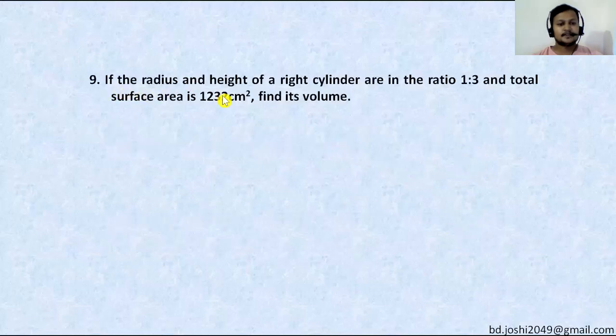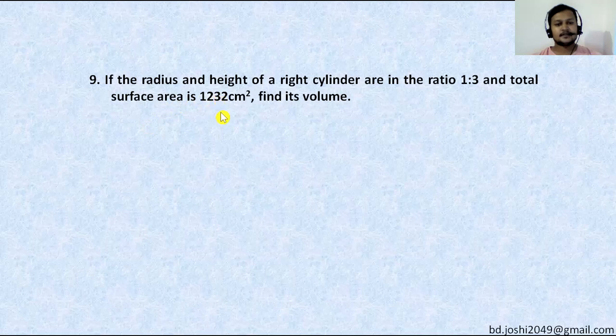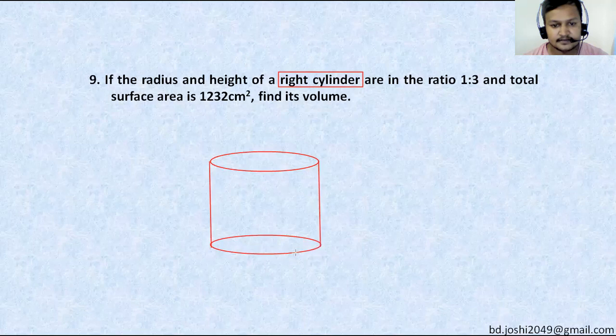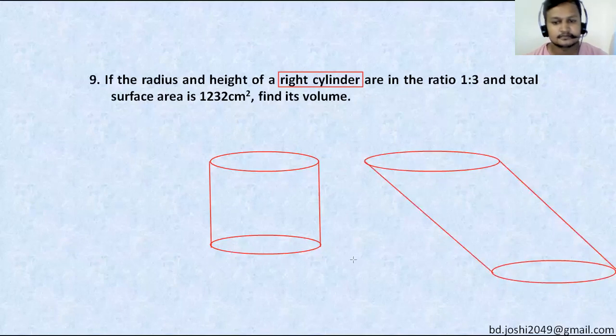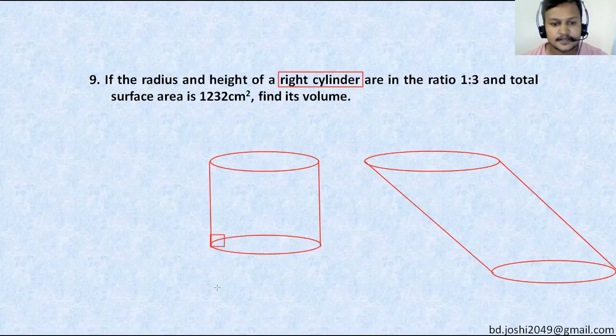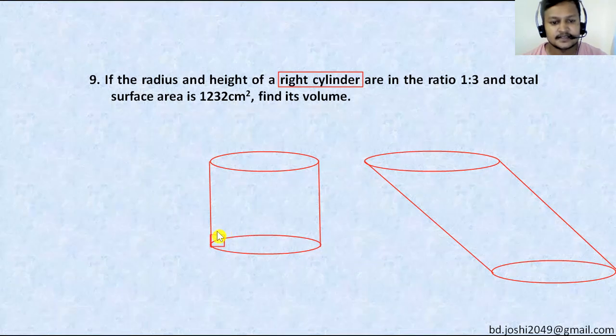Question number 9. If the radius and height of a right cylinder are in the ratio 1:3 and the total surface area is 1232 square centimeter. This is one cylinder. Look at another one also. Are you observing these two figures? Yes, sir. So what differences did you get here? In the first figure, the angle of the circle at the bottom with the height of the cylinder is 90 degrees, isn't it?